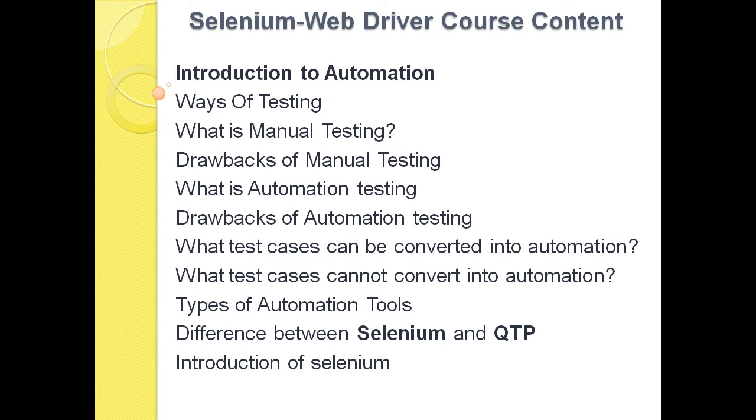In this, first we can discuss what is testing and what are the ways of testing, what is manual testing, what are the drawbacks of manual testing, what is automation testing and what are the drawbacks of automation testing, and which test cases can be converted into automation, which test cases cannot be converted into automation. These we will discuss, and then types of automation tools and the difference between Selenium and QTP and introduction of Selenium.